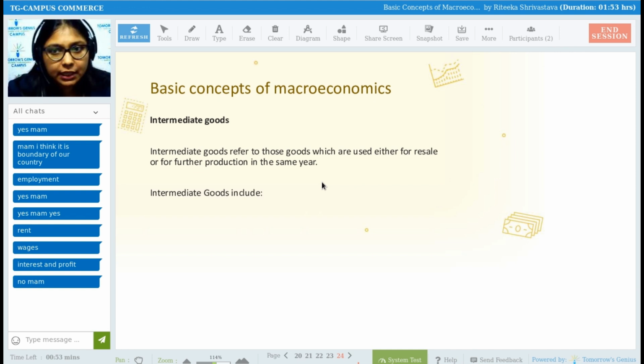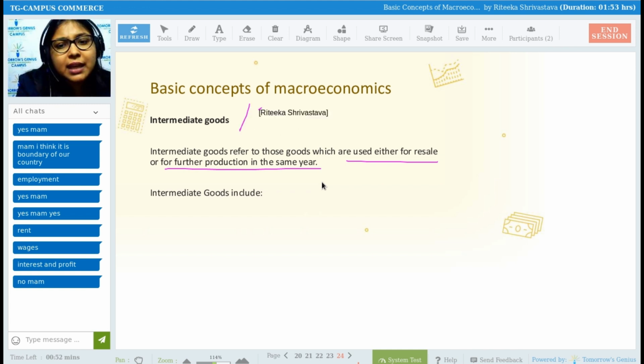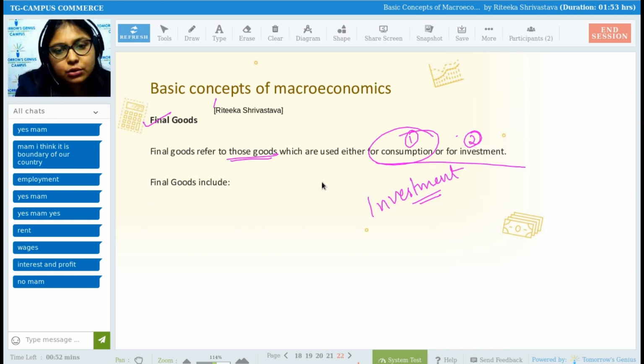Next term is intermediate goods. Now what are intermediate goods? With the name itself you can understand intermediate means they are in a middle position right now. They might not be completely ready for usage or consumption. That kind of good is called intermediate goods. So intermediate goods refers to those goods which are either used for resale or for further production in the same year. Intermediary goods are also termed as capital goods, and final goods are also termed as consumer goods.